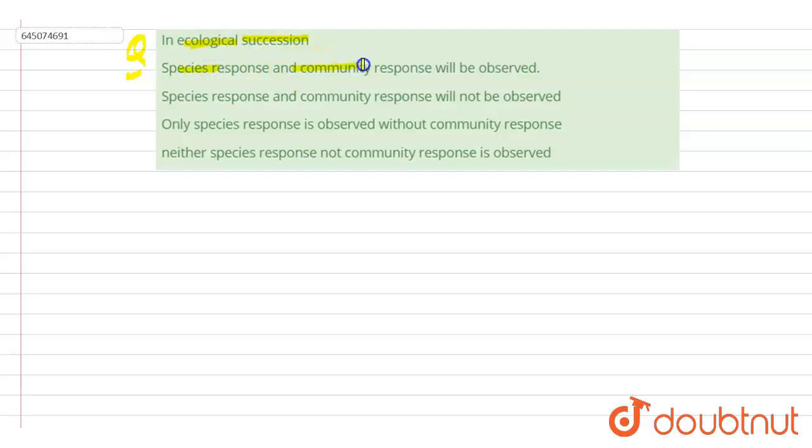Hello students, so today we have a question: in ecological succession, species response and the community response will be observed; species response and community response will not be observed; only species response is observed without community response; neither species response nor community response is observed. So these are the four options that are given with us and we have to choose the correct option.